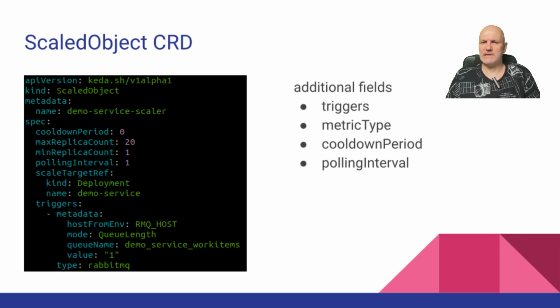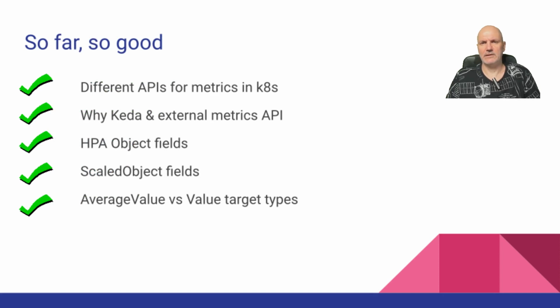KEDA also performs the scale down to 0 if min replica count here is set to 0. In that case, cooldown period defines how long to wait before scaling down to 0. The polling interval sets a period for KEDA's polling of the external metrics. Alright, now we've covered the three types of metrics API. We've seen why KEDA and external metrics API is the way to go. We also learned about the fields of the HPA object and KEDA scaled object, and we explained how HPA calculations work for both average and value target types.